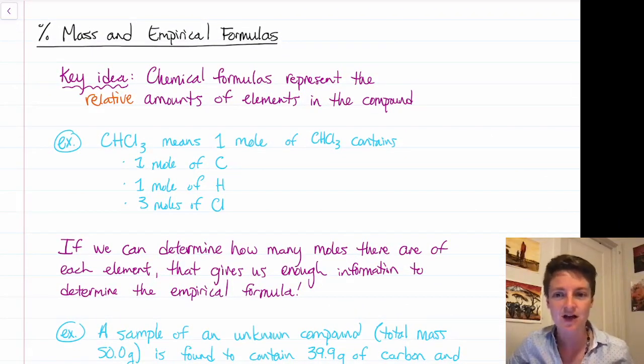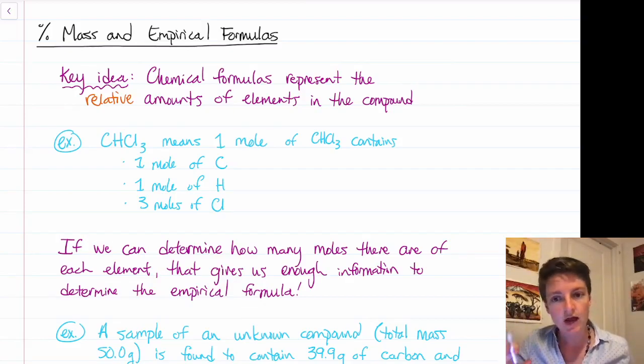All right, so let's start off talking about mass or percent mass and how that relates to empirical formula. The key idea here is that chemical formulas represent the relative amounts of elements in the compound. In other words, just knowing the formula CHCl3, which happens to be chloroform, means that we know that for every 1 mole of chloroform, we have 1 mole of carbon atoms, 1 mole of hydrogen atoms, and 3 moles of chlorine atoms. And so this formula tells us that there's a 3-to-1 ratio of chlorine to carbon and a 1-to-1 ratio of carbon and hydrogen.